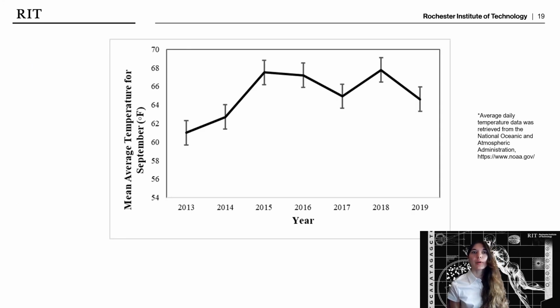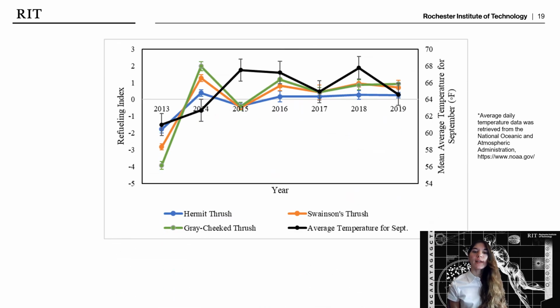This is a graph showing the mean temperature for the month of September from 2013 to 2019. September is the month for which over 50% of the birds in our dataset were captured. We noticed that this yearly variation in average temperature is quite similar to the trend we observed in metabolite levels. For example, 2013 has a lower temperature for September than the other 6 years, and 2013 was also the year for which all of our species had significantly lower refueling indices.